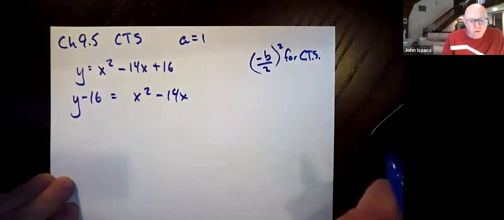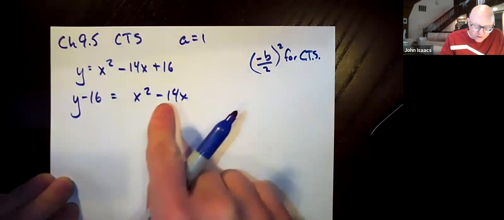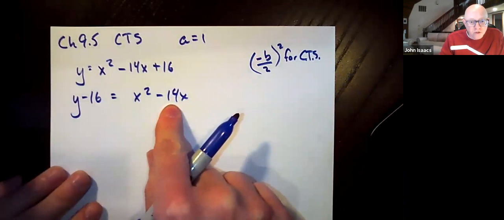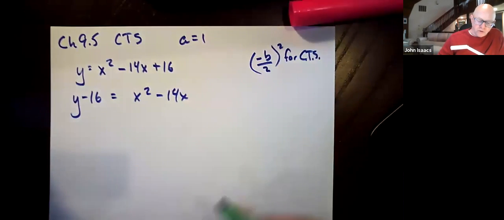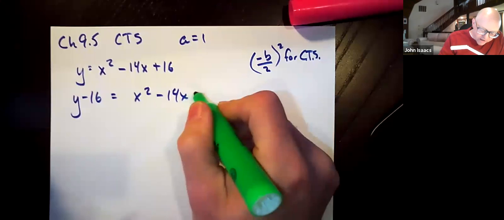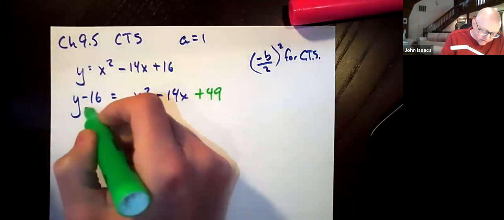Now, here's where we're going to complete the square. We're going to use negative b over 2a squared. So negative b over 2 is going to be 7. And we're going to square that. So square 7, we get 49. So if I add 49 to this side, I have to add 49 to this side as well.